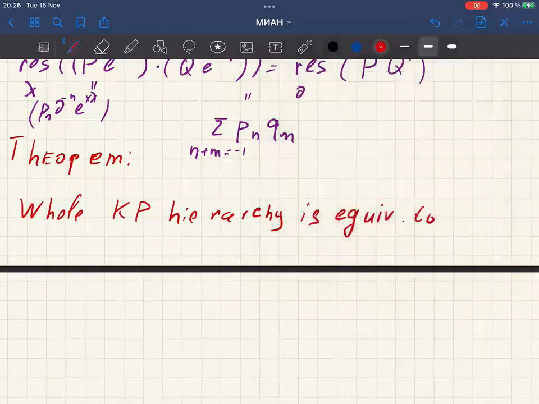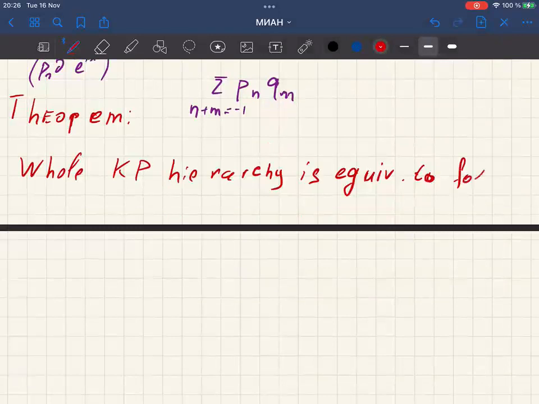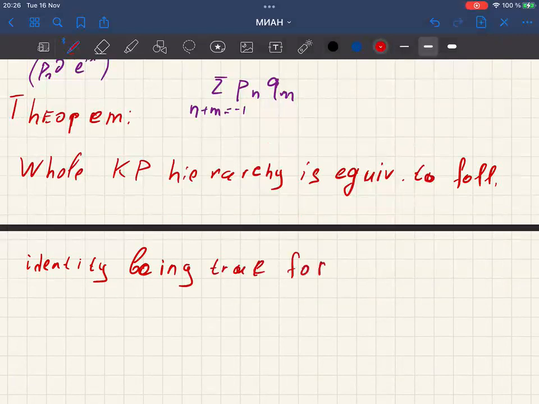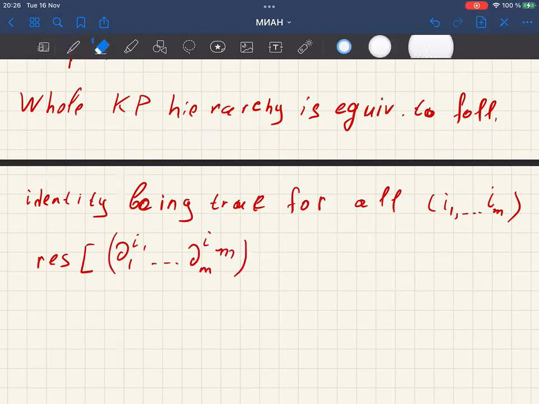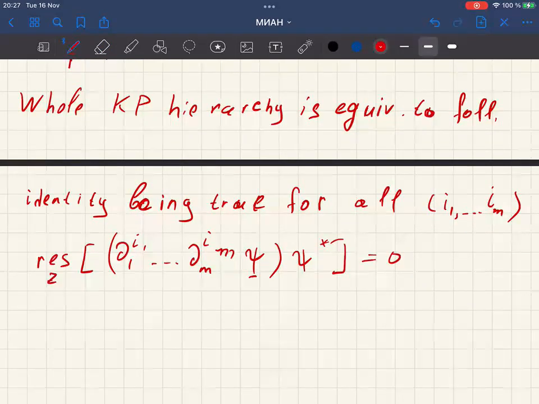This is equivalent to the following identity, true for all indices E1, ..., EM: the residue of D1, E1, ..., DM acting on psi adjoint equals 0, this identity.